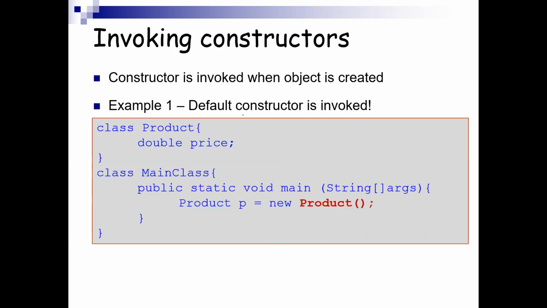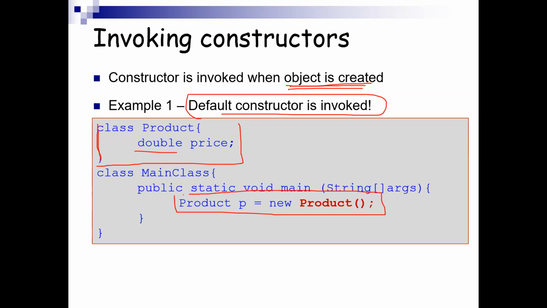So how do we invoke a constructor? We invoke a constructor, we make a call to a constructor, every time an object is created. If you look at this example, we don't have a constructor, okay? There is no explicit constructor in this class here. So when we create an object, the default constructor will be invoked. That's why we always create the object like this one: the name of the object, then the new keyword.